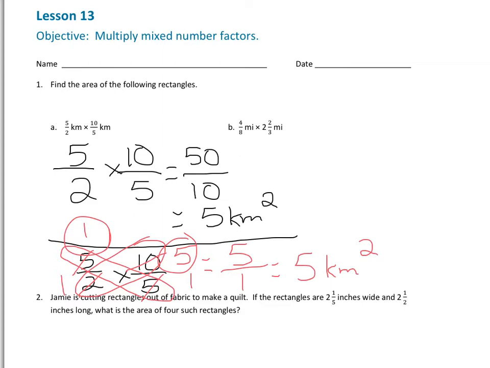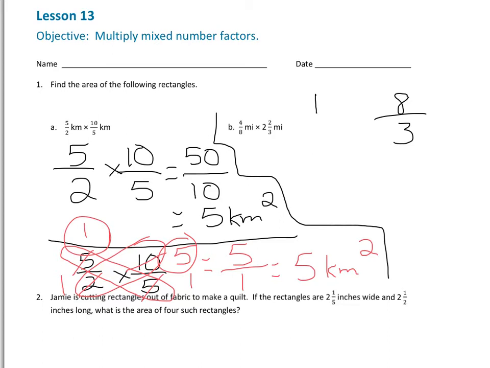Let's take a look at 1b. 1b says 4/8 of a mile times 2 2/3 of a mile. The first thing you need to do here is convert 2 2/3 to an improper fraction. So by doing that, you multiply the 2, the whole number, by the denominator 3. 2 times 3 is 6. Then you add the numerator of 2. 6 plus 2 is 8. And the denominator stays the same. So 2 2/3 is equivalent to 8/3.